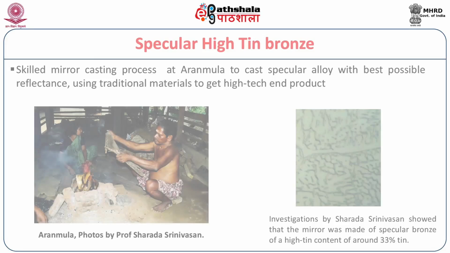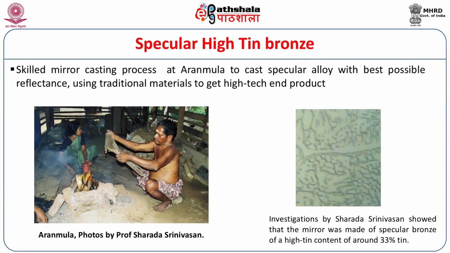In some of the traditional workshops such as Aranmula, you still see the making of these skilled metal mirrors, which were made of a specular alloy with 33% tin with the best possible reflectance. And as you can see from the microstructure, it has a very silvery white color due to the prevalence and the optimization of the presence of the delta phase of bronze. And though this alloy is very brittle, the whole casting process and polishing is geared up to optimize the presence of the delta bronze alloy to get the best possible mirror.